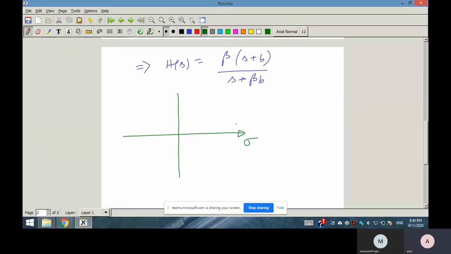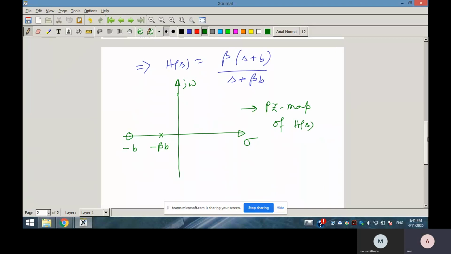Suppose your sigma j omega. So here your beta is less than 1, so your pole will be closer to the imaginary axis. So that is the difference. In case of lead controller, 0 is closer to the imaginary axis and pole was away from the imaginary axis. But here pole is closer to the imaginary axis and 0 is away from the imaginary axis. So this is the pole zero map of H(s).